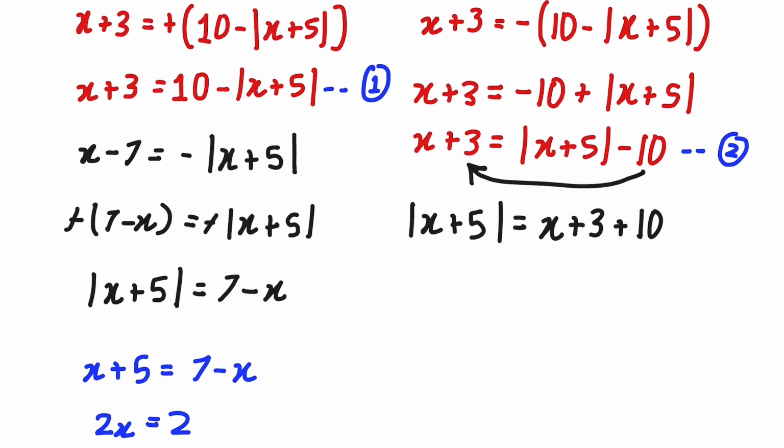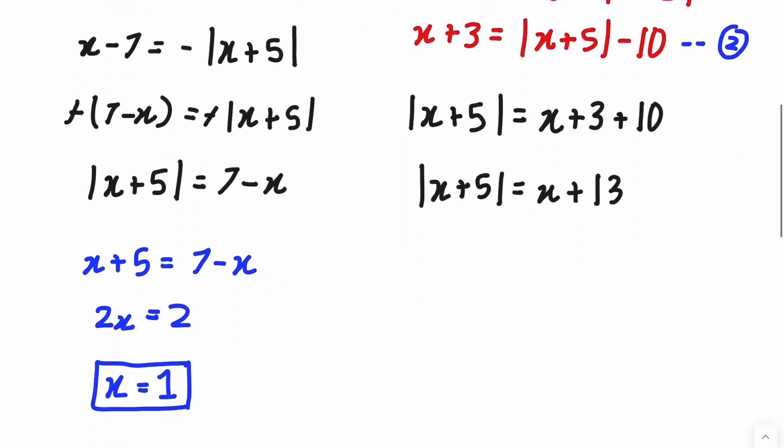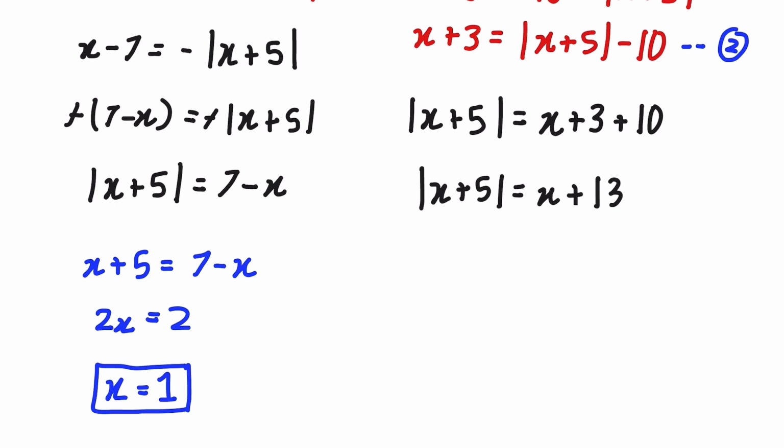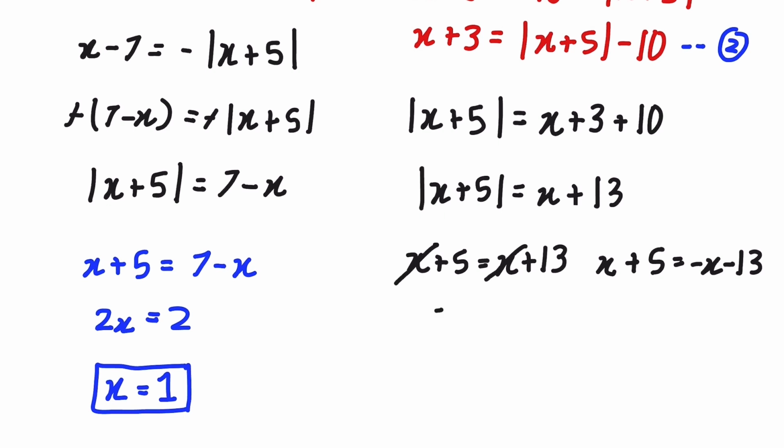We'll move the plus 10 to the other side. It becomes modulus of x plus 5 equals x plus 13. Okay, so now we'll do the same steps. x plus 5 could equal x plus 13, or we could change it directly, x plus 5 equals negative x minus 13. So here we will face the same problem we faced before: x on both sides, so we'll have 5 equals 13, which is of course incorrect. So we'll continue with the other equation.